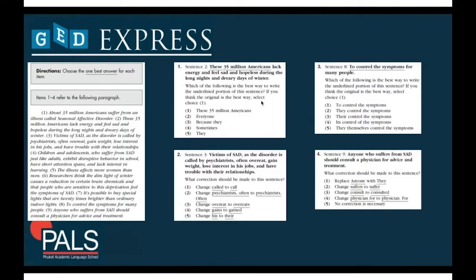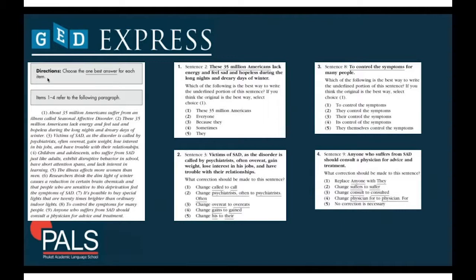Sentence 8. To control the symptoms for many people, which of the following is the best way to write the underlined portion of this sentence? If you think the original is the best way, select choice 1. If your answer is number 2, then you are correct. They control the symptoms for many people. And here we are talking about the lights that are 20 times brighter than ordinary indoor lights.